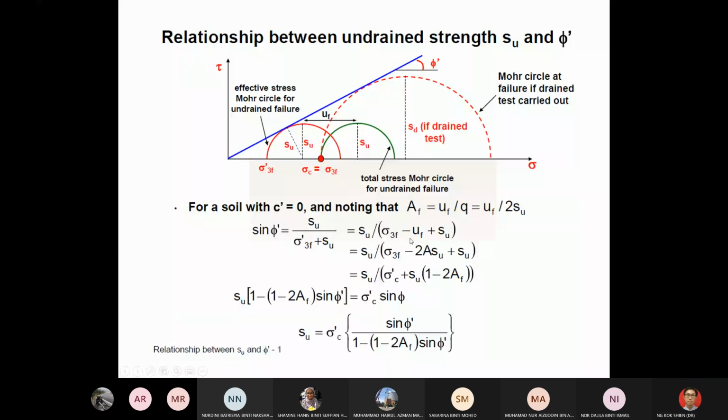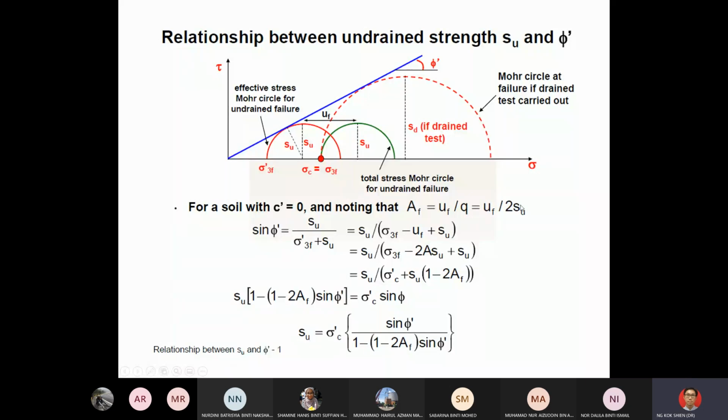So how to do that? Okay. For soil with C prime equal to 0, in this case, let's say the C is 0. And then noting that A is actually the pore pressure parameter. We will learn about this later on. You do the pressure test, and there are two parameters involved, which is A parameter and B parameter. A is related to the soil types, and also the condition of the soil also. So this A value is actually changing. So the formula is actually the pore pressure divided by the deviator stress.